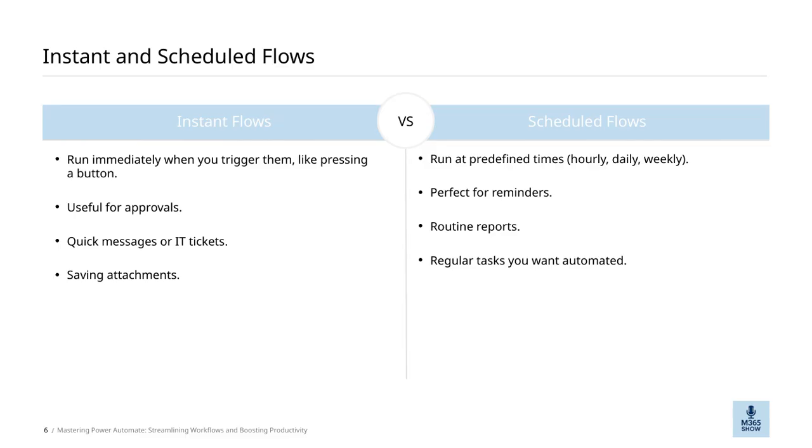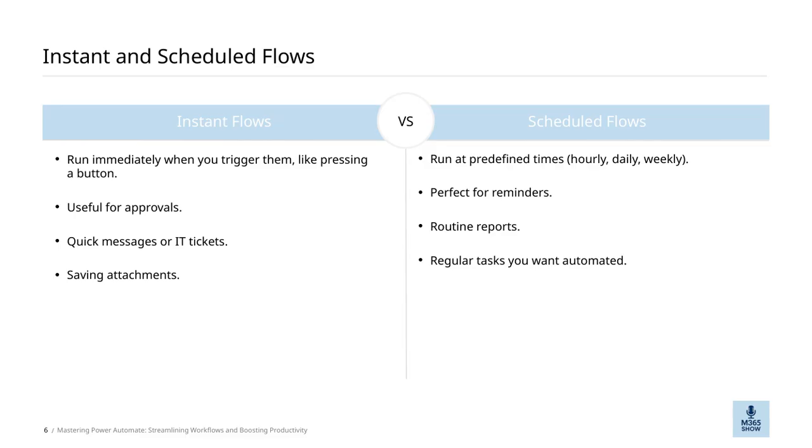On the other hand, instant flows are triggered immediately when you do something, like pressing a button. This is especially useful for approvals, quick messages, or IT tickets that need to be addressed right away. You can also use them to save attachments instantly or perform tasks on demand. The key difference here is timing. Scheduled flows run on a set schedule, while instant flows respond instantly when triggered.